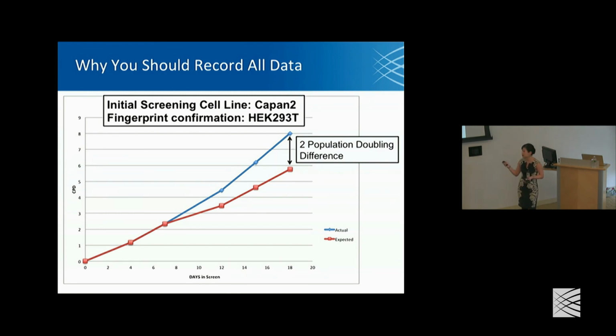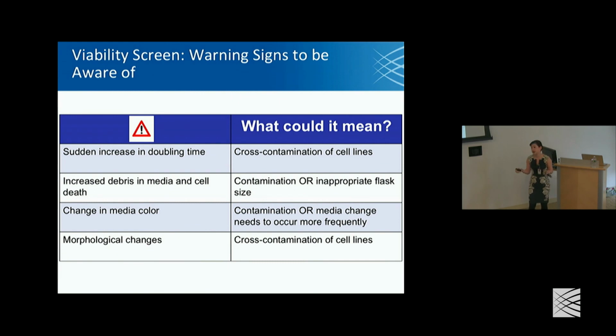There are some other warning signs as well to keep in mind when you're screening. As I mentioned before, doubling time is an indication that you might have cross-contamination of different cell lines, and Zora had previously shown a great image of what these two might look like. If you notice increased debris in your media and a lot of cell death all of a sudden, this can be a sign of contamination, or on the other hand, it can actually be a sign that you seeded your cells too sparsely and you need to condense your flask at this time.